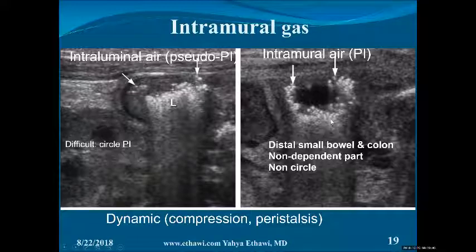If you're not sure, just press a little bit or move the baby, and if it's intraluminal, it will move. Sometimes it does not move when you have poor peristalsis. So you have to make sure and repeat your ultrasound. Okay. Sometimes when it's circular, it's difficult.